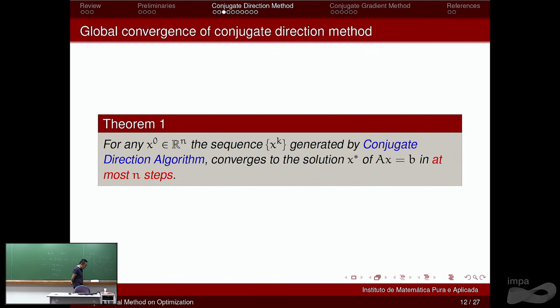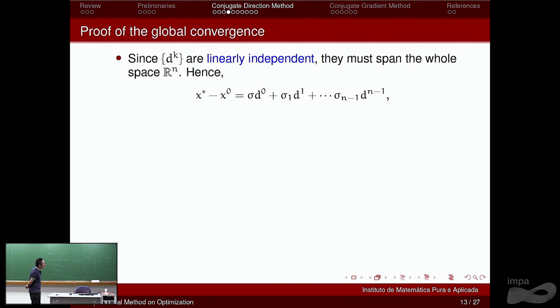And the first result is the global convergence of the conjugate direction method for solving the linear system. It says for any initial point, the sequence generated by the conjugate direction method converges to a solution x star of the linear system in at most n steps, which means it has finite termination, finite convergence. The proof is like this.